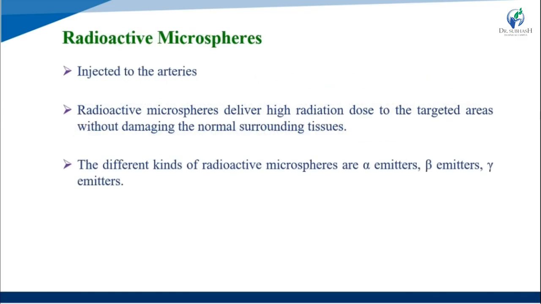Now, radioactive microspheres. Radioactive microspheres are injected into the arteries. They deliver a high radiation dose to the targeted area without damaging the normal surrounding tissues. The different kinds of radioactive microspheres are alpha emitters, beta emitters and gamma emitters. So this is a radioactive microsphere.